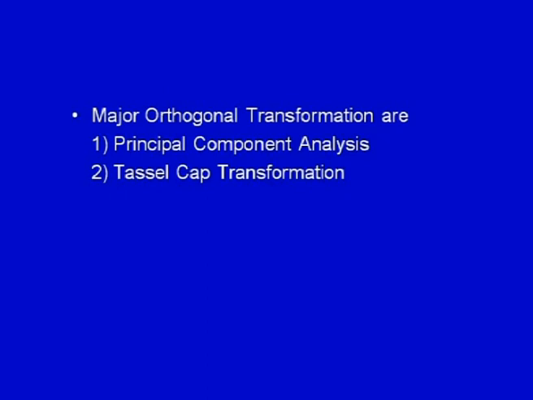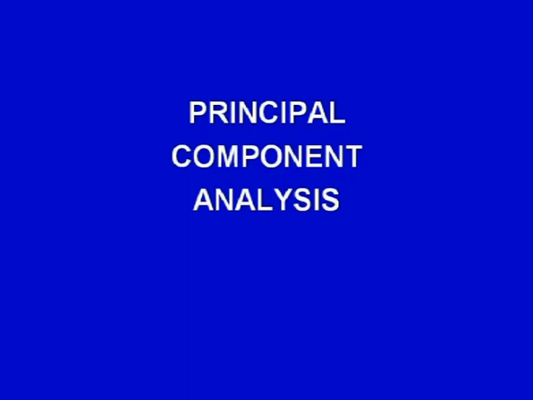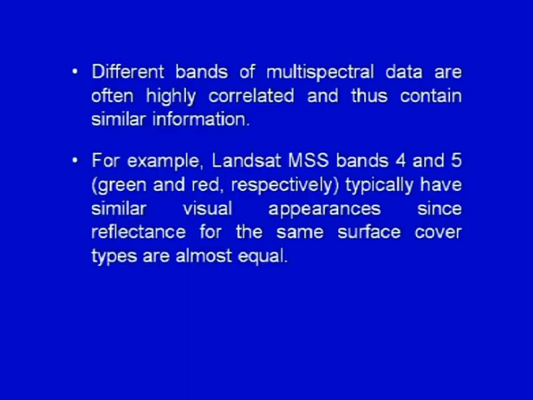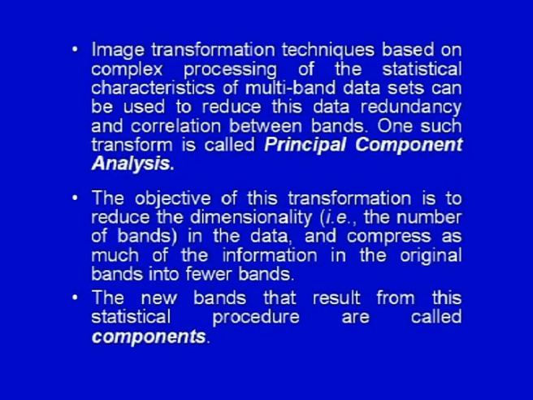These are principal component analysis and tasseled cap transformation. So, let us look at what principal component analysis actually is. Well, it has been found that different bands of multispectral data, often highly correlated, contain similar information. For example, Landsat MSS bands 5 and 4, that is green and red respectively, have similar visual appearances, since reflectance from the same cover types is almost equal.